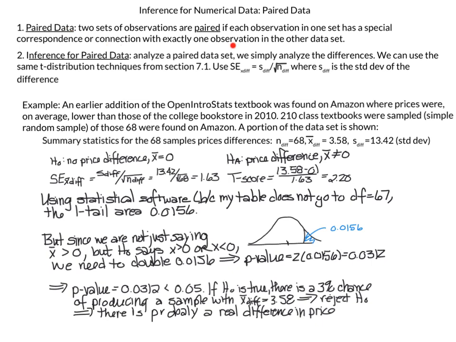We'll analyze a paired data set. We will simply analyze the difference. Is there a difference between these Amazon book prices versus the prices at the bookstore? We can use the same techniques from our previous video for the t distribution. We have our standard error, which is the standard error of x-bar of the difference of the two prices, equal to the standard deviation of the difference divided by the square root of n, the sample size. This is the example we will look at in our video to illustrate this technique. That concludes our overview, so we'll start taking a closer look at paired data.